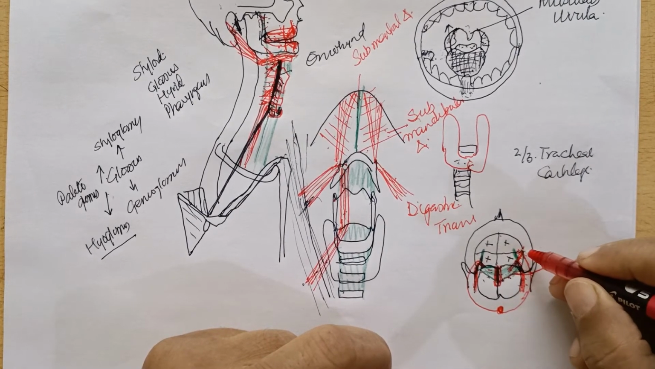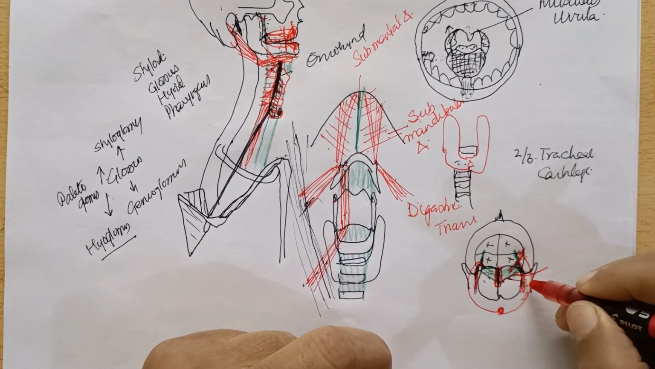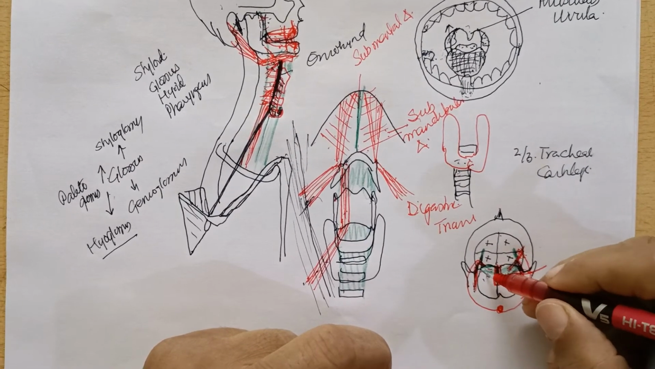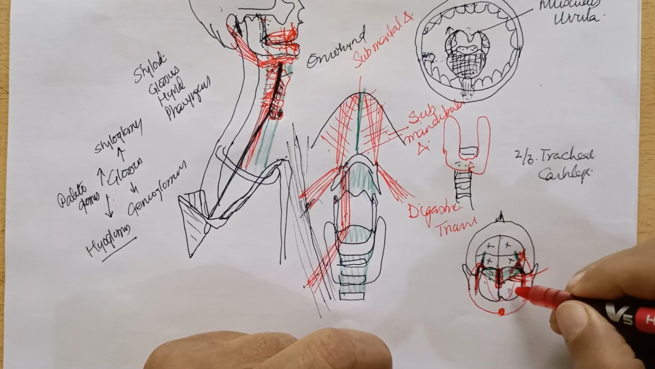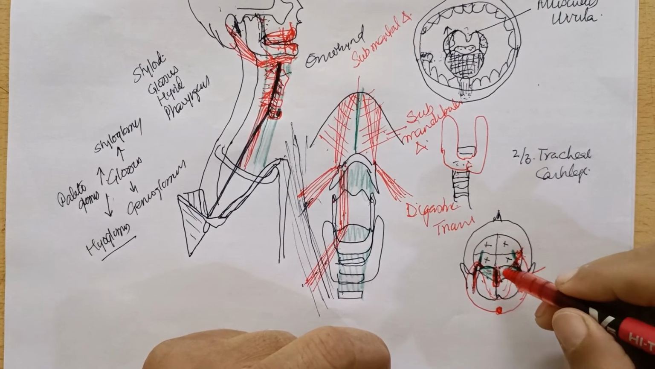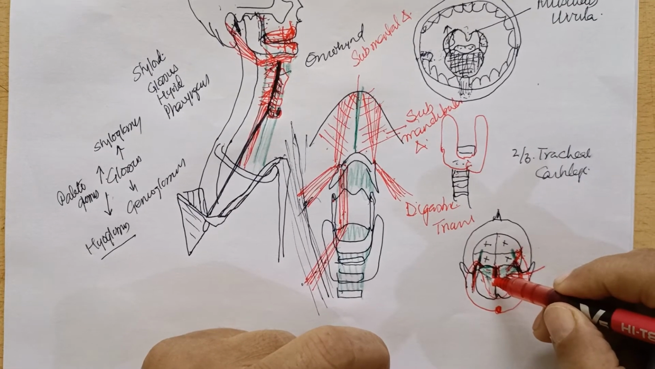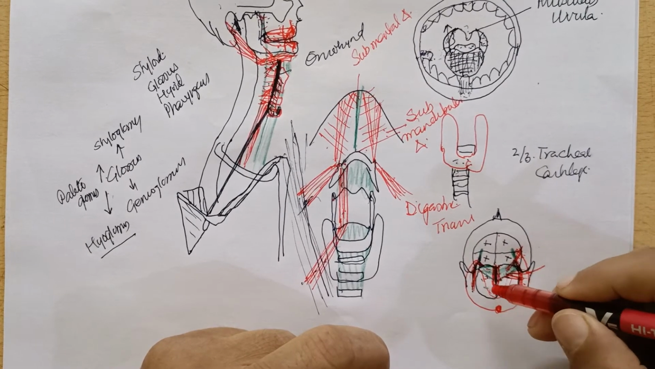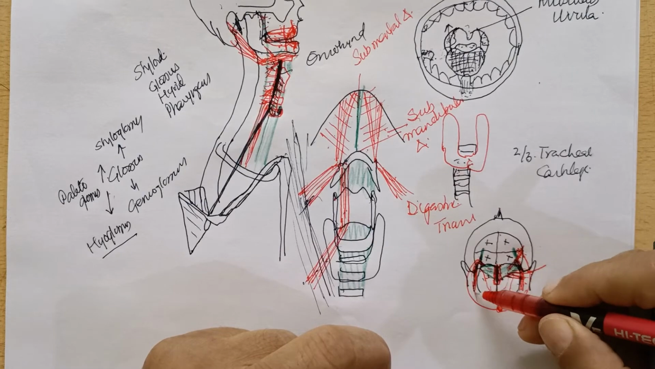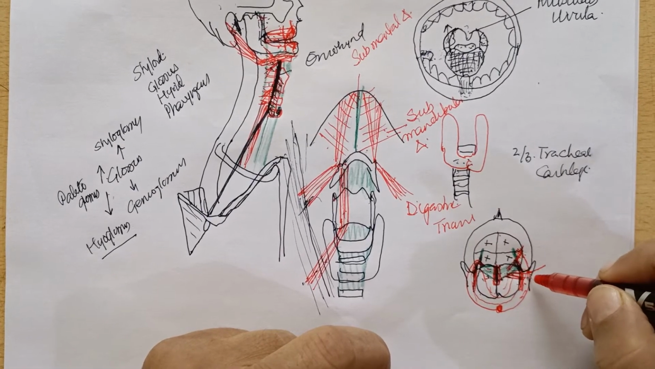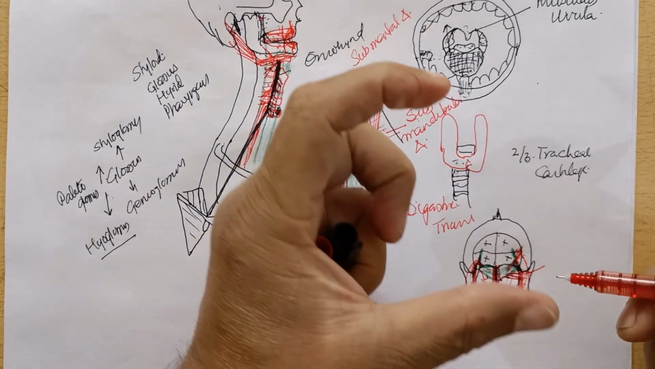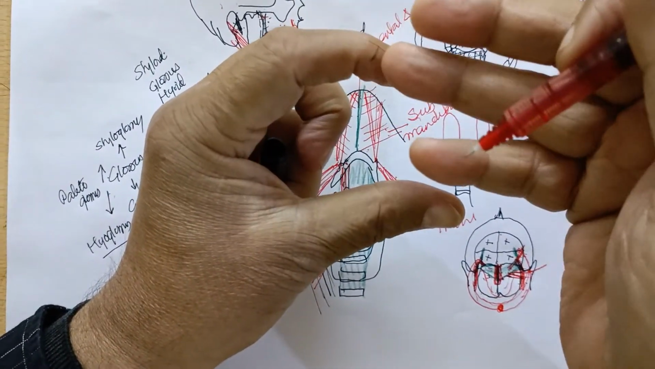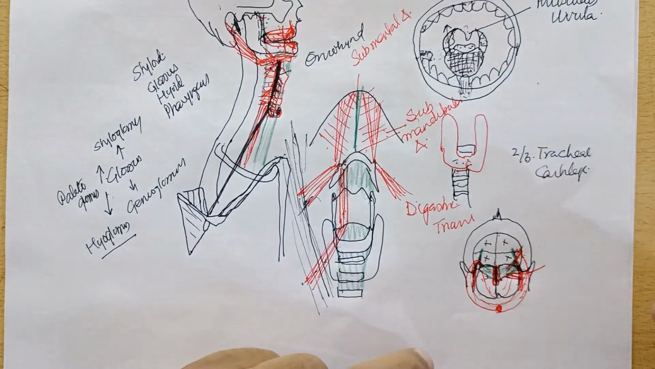Now the palatoglossus and palatopharyngeus would pull the palate down, and the levator palati would pull it up. And when the palate is pulled up, there is a ring of the superior constrictor which comes, making it like this, and the palate goes and strikes against this ring, and this is called Passavant's ridge.